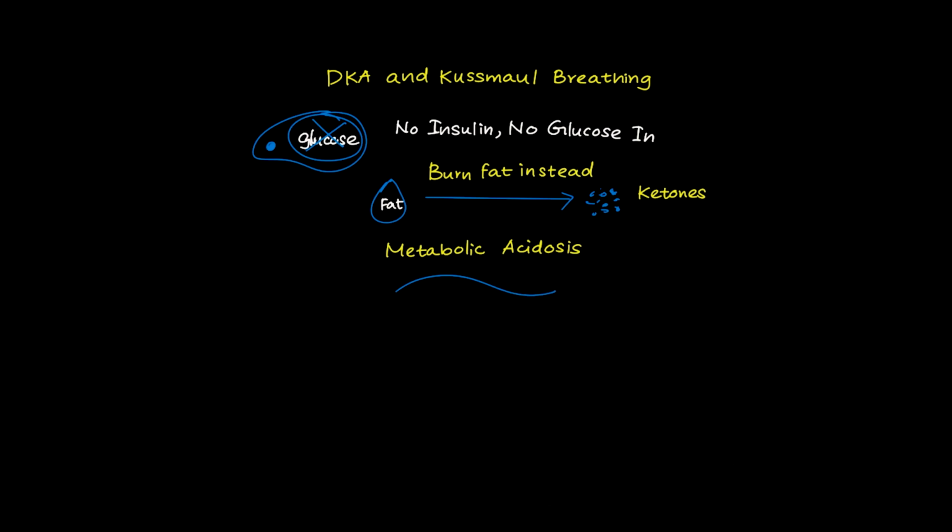The lungs notice the acid load almost immediately and kick into overdrive. Rapid deep breathing blows off large amounts of CO2, which shifts the carbonic acid equation backwards and lowers the acid burden in the blood. That is Kussmaul respirations. The fruity breath odor comes from exhaled acetone, another ketone, and confirms the diagnosis at the bedside.